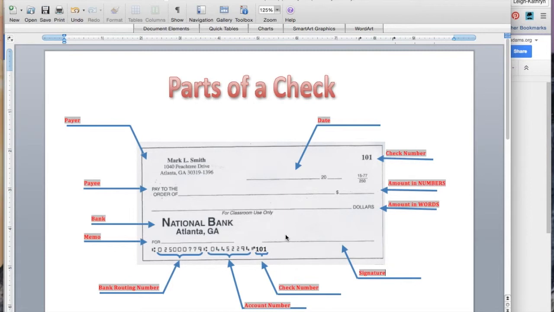So anyway, you must always sign in cursive down here. Even though it says Mark L. Smith, and we're going to be doing some checks here in a little bit, you are to sign your name down here. So if you haven't figured out how to make your name look pretty in cursive, this is a great opportunity to practice. So get to know these parts of a check. This will be on the test.